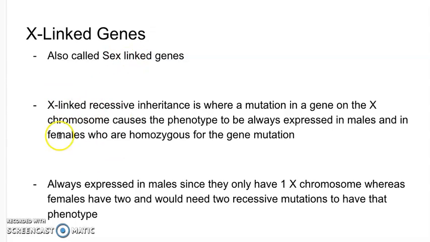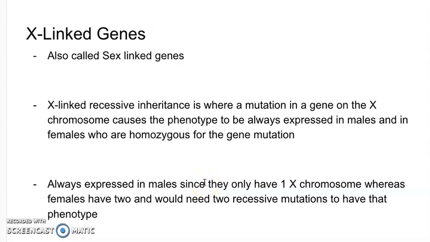So again, big thing, it's an X-linked recessive type of inheritance, so basically there's a mutation in a gene on the X chromosome. And what this actually causes is the phenotype, that recessive mutation phenotype, to always be expressed in males and in females who are homozygous for that gene. So why is that? Well, we know males chromosomally have an X and a Y chromosome. So they're going to get that X chromosome from mom. And if mom has this X-linked recessive mutation, well, that's the only X chromosome they're going to get, they're going to have that recessive trait.